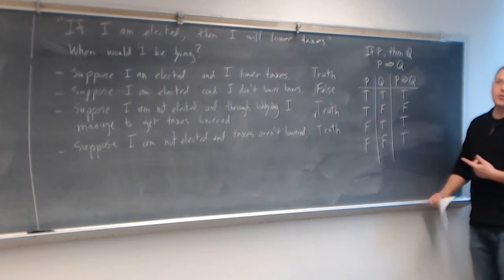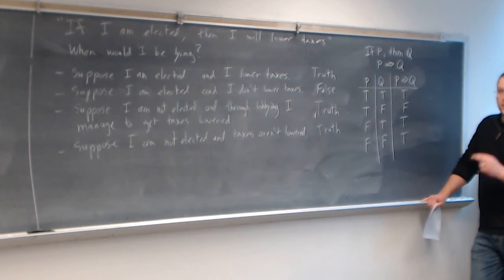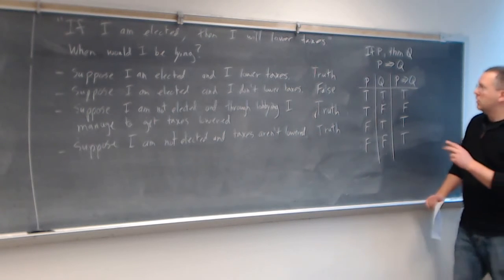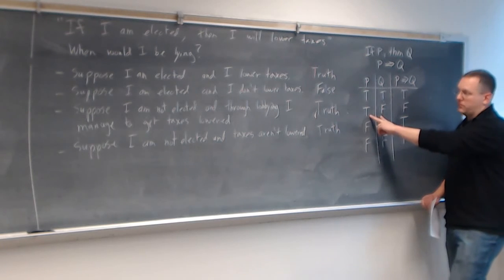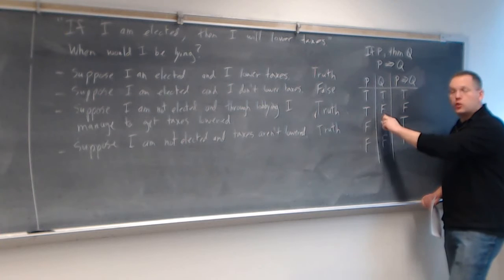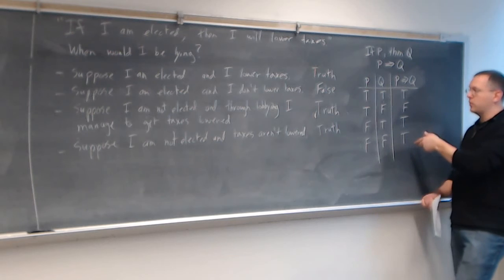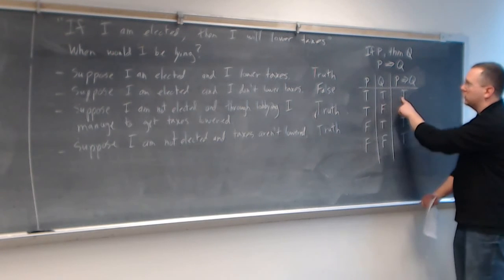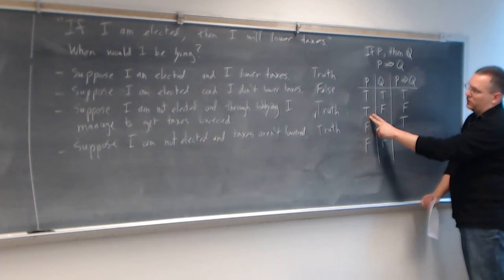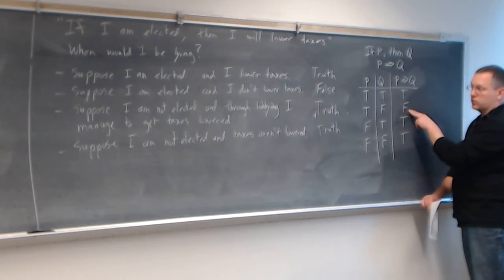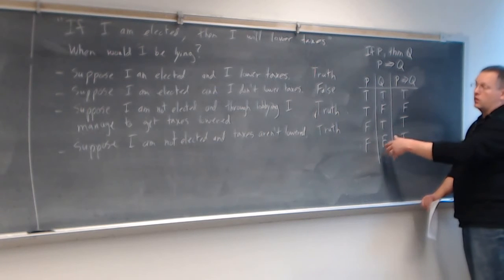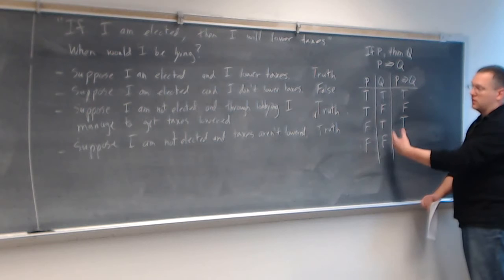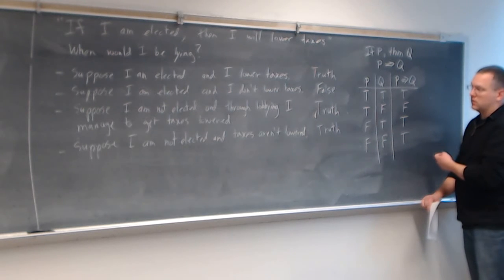So this is the truth table for P implies Q. The only case where P implies Q is false is when P is true, but Q is false. So in your truth table, if both statements are true, then it's true. If P is true, Q is false, then P implies Q is false. If P is ever false, then it doesn't matter what's going on with Q, because if this condition never happens, then it doesn't matter what the second sentence was.